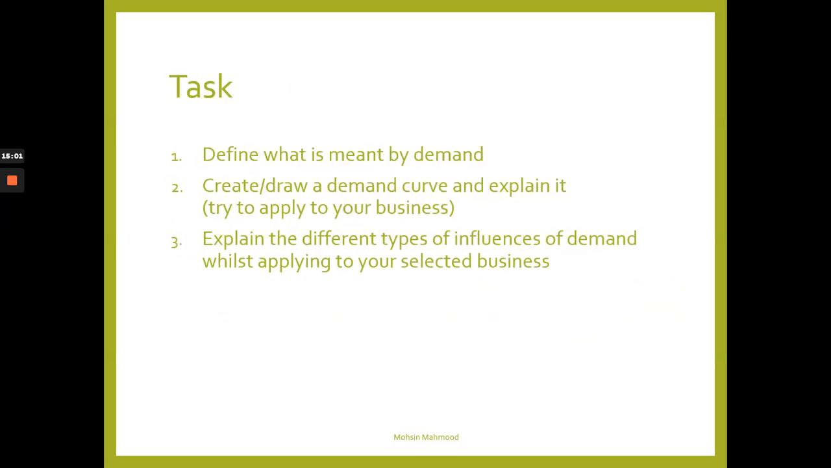Now your task is to define what is meant by demand. You then need to create and draw a demand curve and explain it, and try to apply it to your business where possible. And explain the shifts in the demand curve as well, and the contractions and expansions. And in number 3, explain the different types of influences of demand, so the ones that we just went over, but you must apply it to your selected business. You must apply it to your business, and also where possible, try to use real life examples.